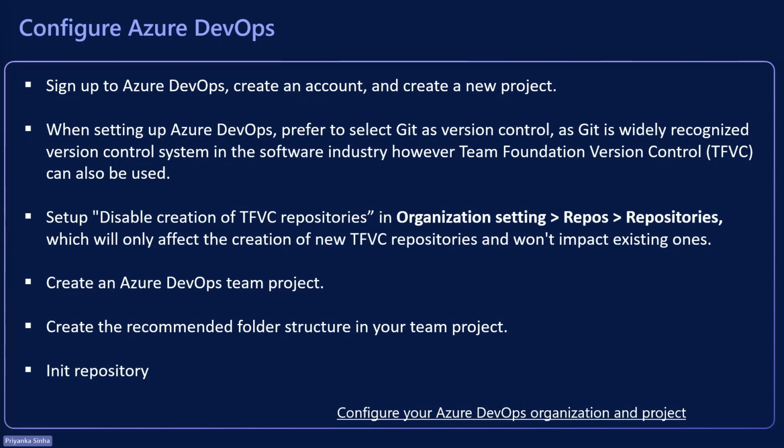You also need to consider the setting called disable creation of TFVC repositories, which is in organization settings, repos, repositories. Enabling this checkbox will prevent the creation of new TFVC repositories, but this will not affect any existing ones. And then proceed to create an Azure DevOps team project. And then within your team project, you have to establish your folder structure for your repositories. Finally, initialize your repository to start version control and collaborate on your project.